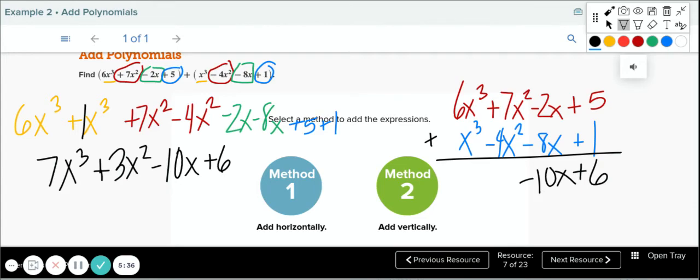Positive 7 minus 4 is 3. And the term is x squared. And remember, there's 1x to the third there. So 6 plus 1 is 7, x to the third. I forgot my sign for 3. Positive 7 plus negative 4 is positive 3. And that matches up. It's the exact same thing. It's just two different methods. You get to choose which one you like best, which one you feel comfortable with.